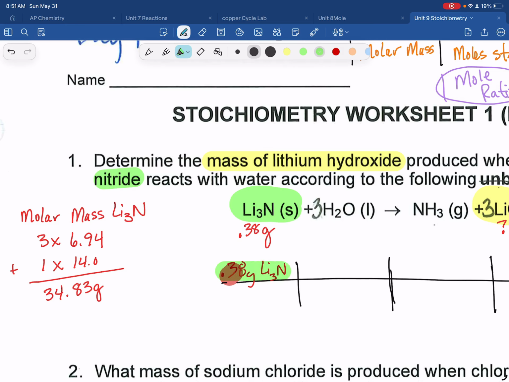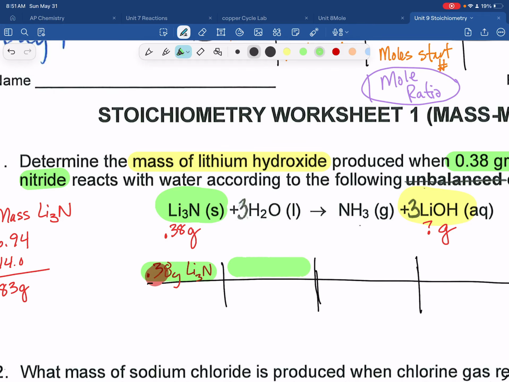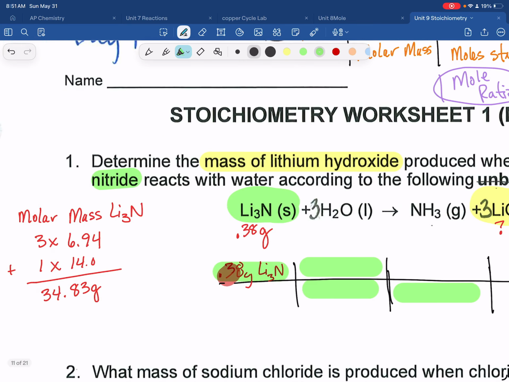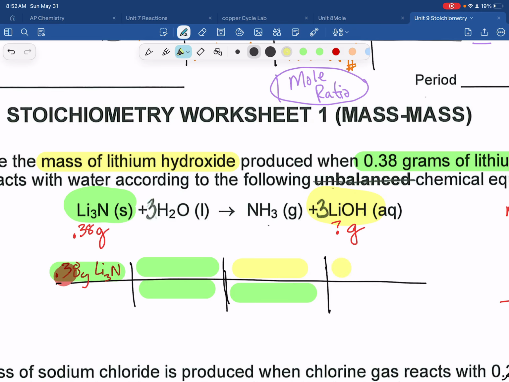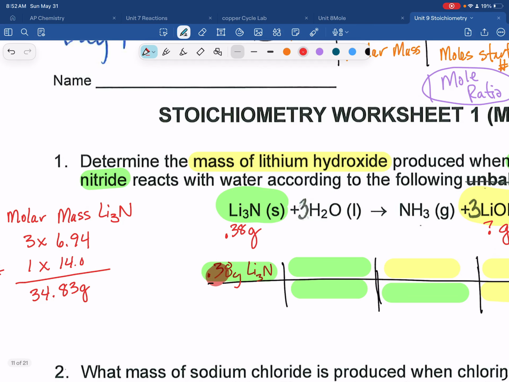So here's where we start. Now, the first half of our train tracks is all about lithium nitride. And then the second half of our train tracks is all about lithium hydroxide. All right, so 0.38 grams of lithium nitride.